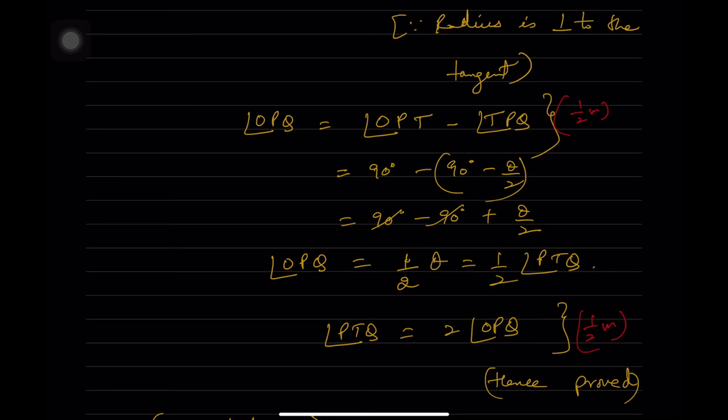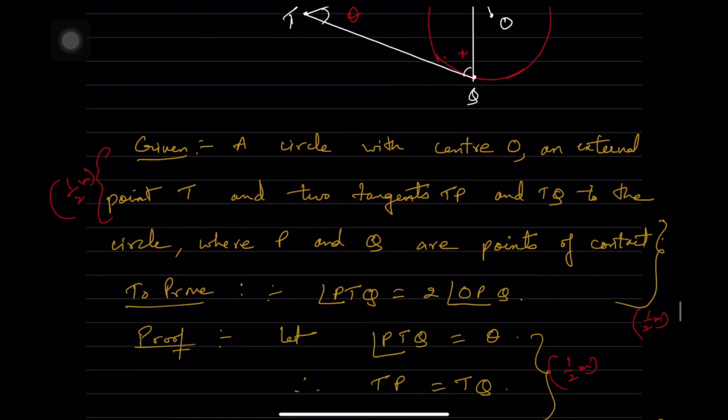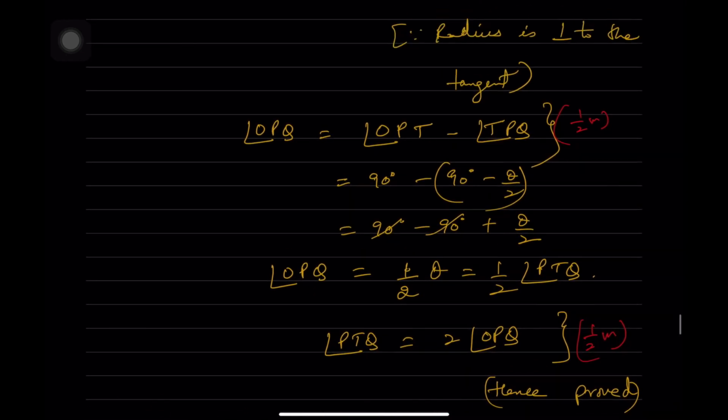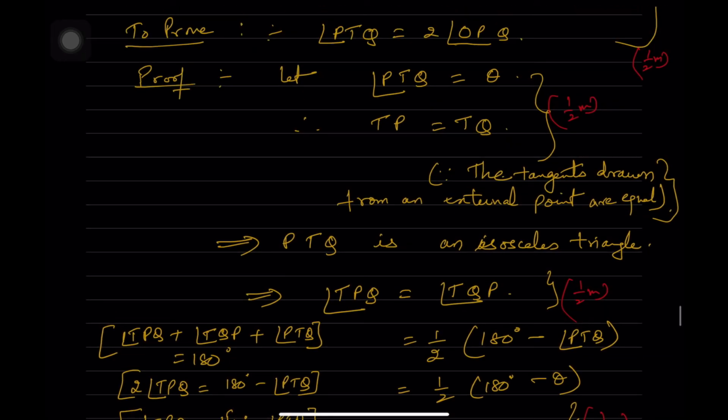So 90 minus 90 plus theta by 2, means you are getting this 90 cancel. So angle OPQ is equal to half into theta. Theta is nothing but angle PTQ. So angle PTQ is equal to 2 angle OPQ, which is the part which we have to prove. Therefore hence proved. So having 1, 2, 3 and half mark, totally you are having 4 marks for this. 1, 2, 3 and 4.